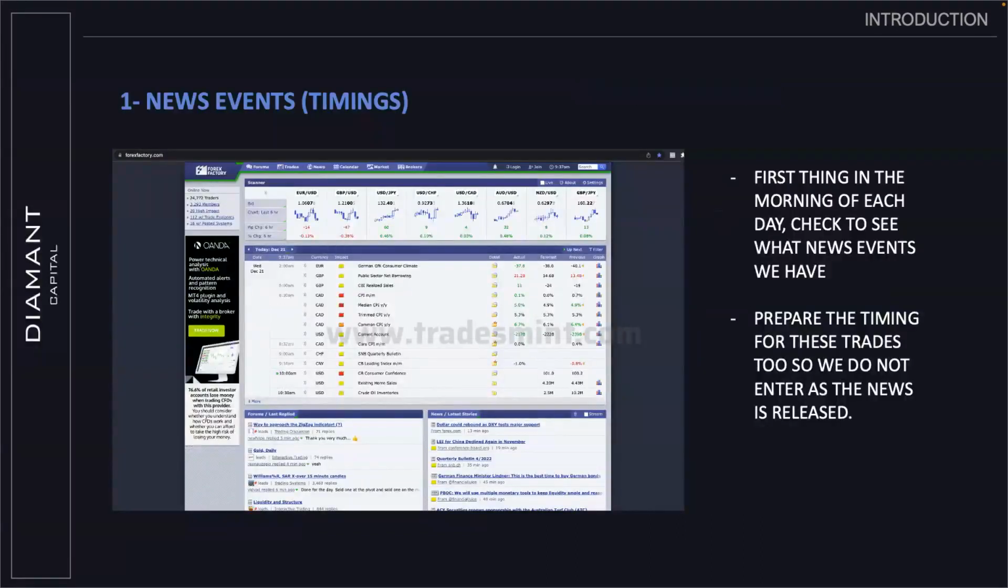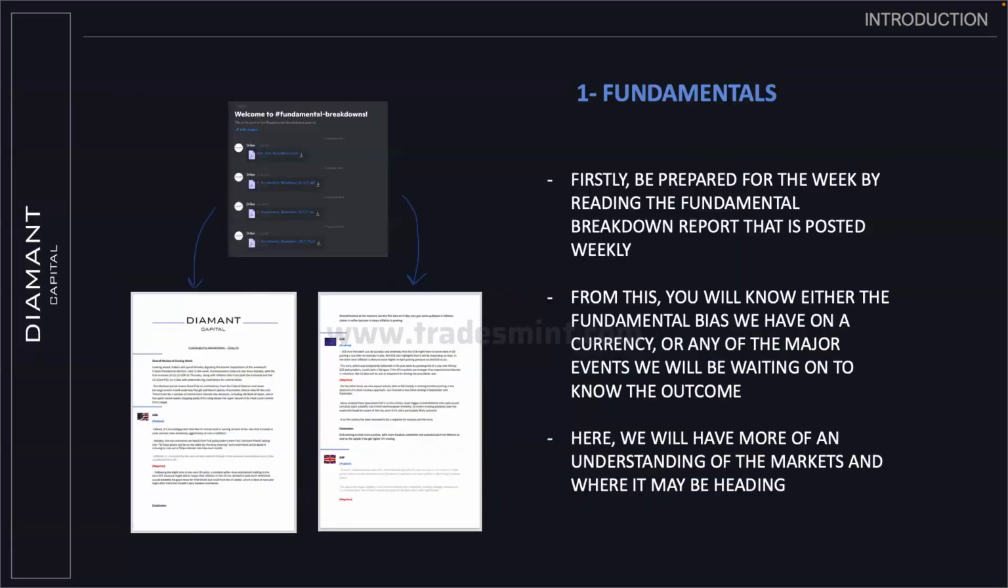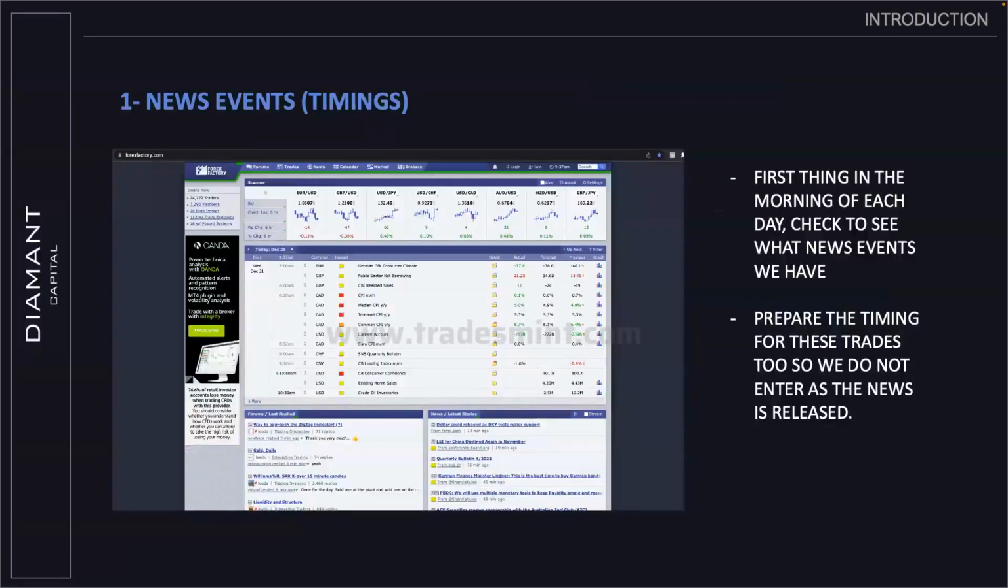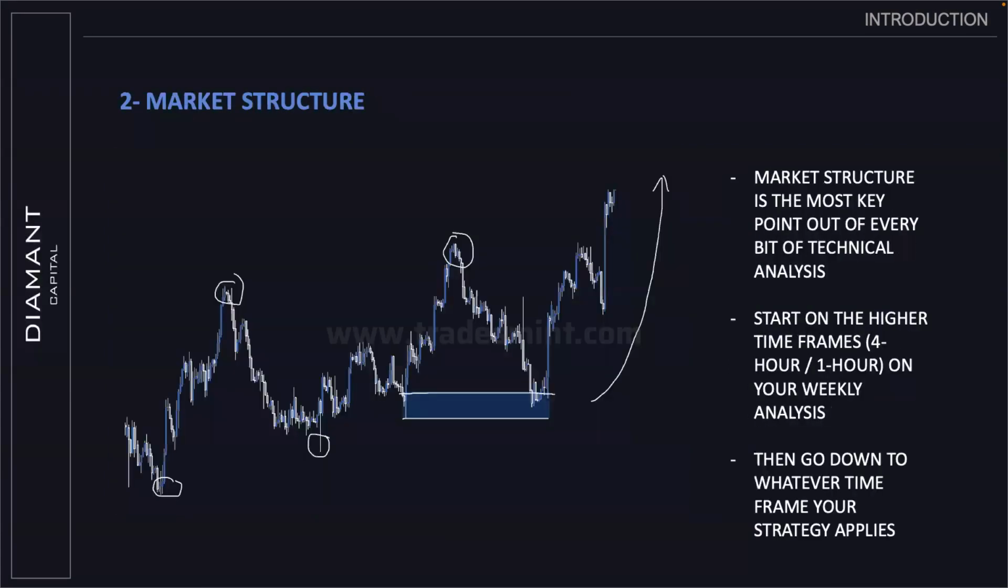Then, in terms of news events, this is also very important. So, of course, we do outline it here as well, but just make sure every single morning, just to check what we've got ahead. Just so you know, at certain times there might be increased volatility, so we have to be careful of that. Now, getting into technicals, market structure is always going to be first.